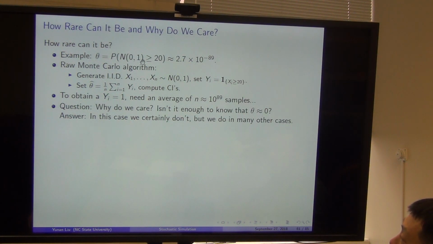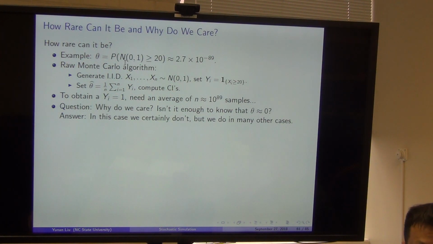Think about this example. Suppose your objective is to estimate the probability that a standard normal is greater than 20. That's very rare because the probability is very, very small, attributed to the very light tail of the normal distribution. This is 20 standard deviations away from the mean. If you compute it, it is 10 to the negative 89, extremely small. With crude Monte Carlo simulation, it's going to be painful because you have to generate at least 10 to the 89 samples to get at least a 1. On average, the sample size should be huge in order for one indicator to be 1, because that's the order of the rare event probability.